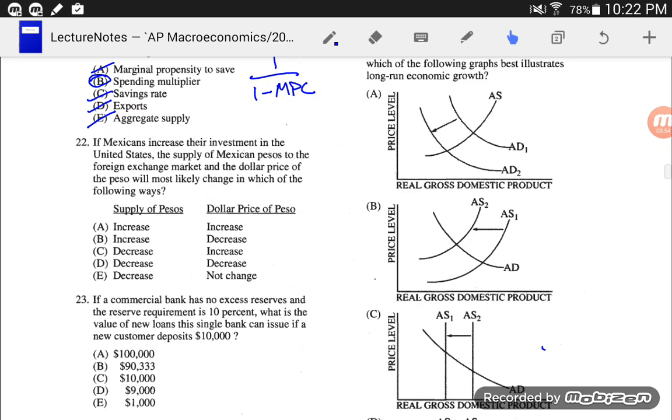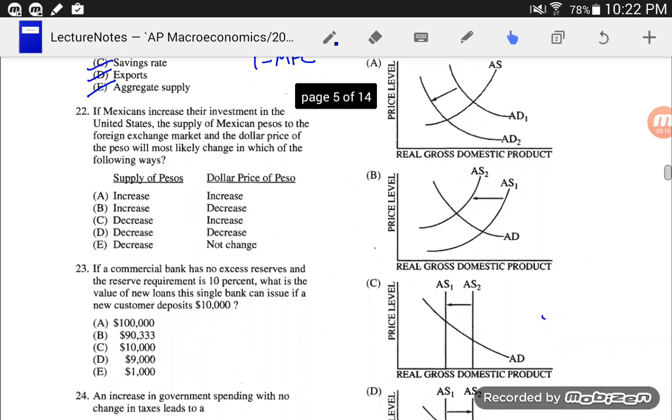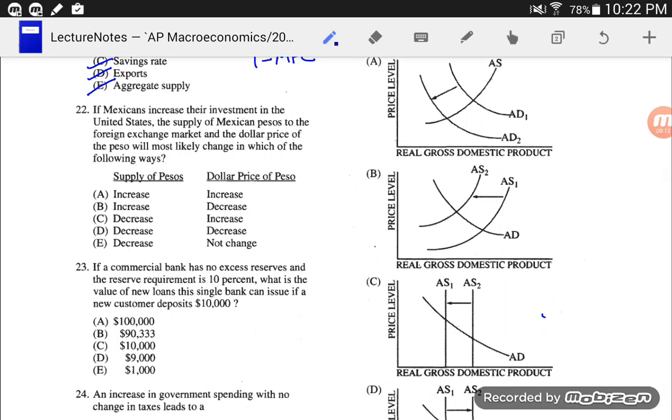Alright, if Mexicans increase their investment in the United States, the supply of Mexican pesos to the foreign exchange market and the dollar price of the peso will most likely change in which of the following ways? Well, let me pause and let you answer for a second.